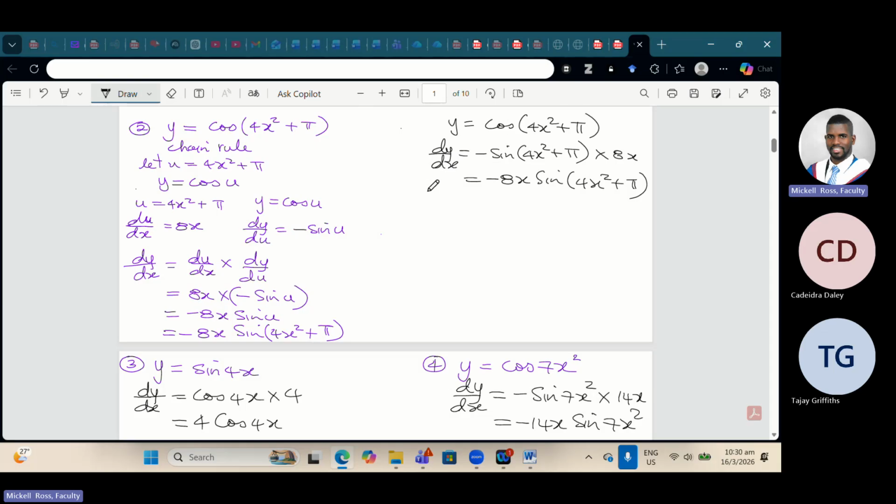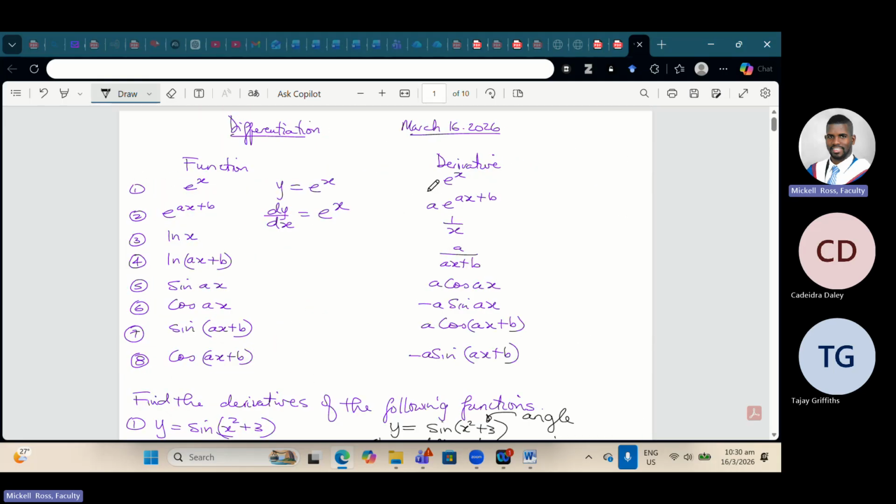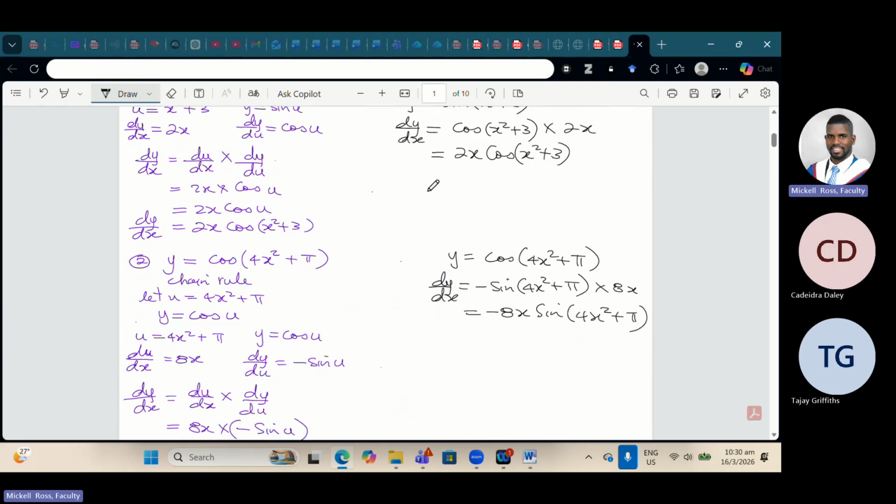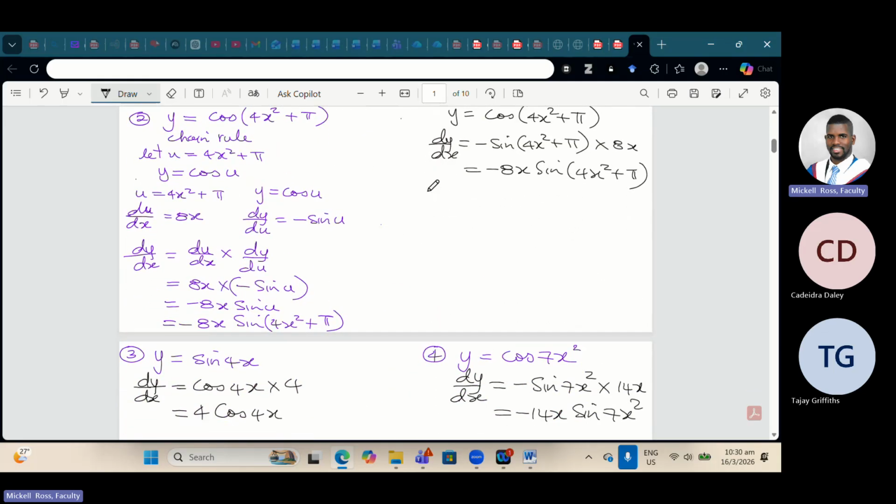So I did write it up here. From when we were doing regular trig functions, once you differentiate cos, you get negative sine. You write back what is in the bracket. Then you differentiate what is in the bracket. If I differentiate 4x squared plus pi, I get 8x. So I just multiplied it. So notice the negative 8x sine of what is in the bracket. So nothing more than that. You're not multiplying out the bracket or anything like that.